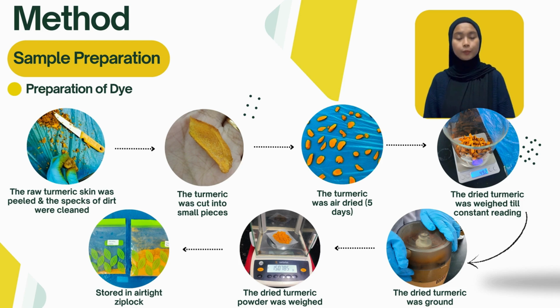We started with the preparation of fresh turmeric. After cleaning and cutting the leaves into small pieces, we air dried them for 5 days. Once dry, the turmeric was whipped and ground into a fine powder, and whipped again until the resin became constant. The turmeric powder was then stored in airtight ziplock. This step was crucial to maintain the consistency of the dye throughout the experiment.